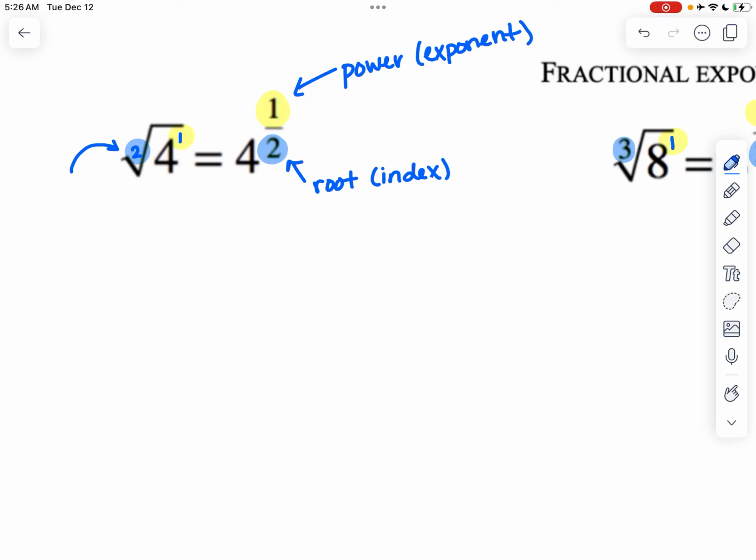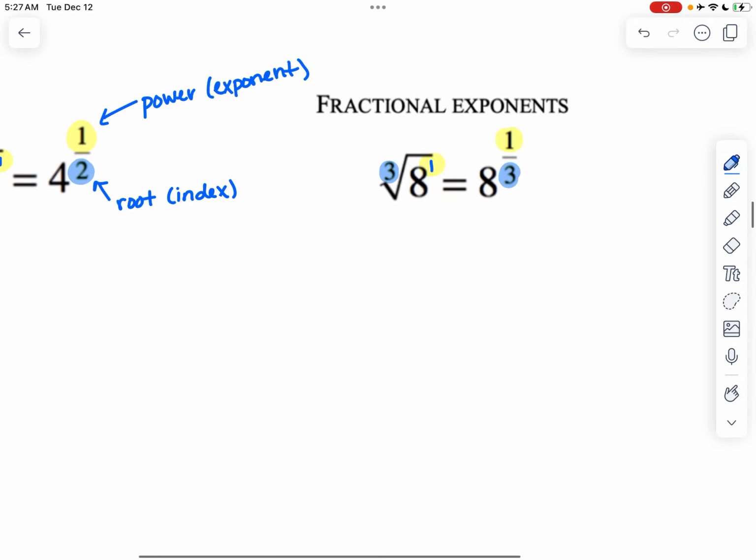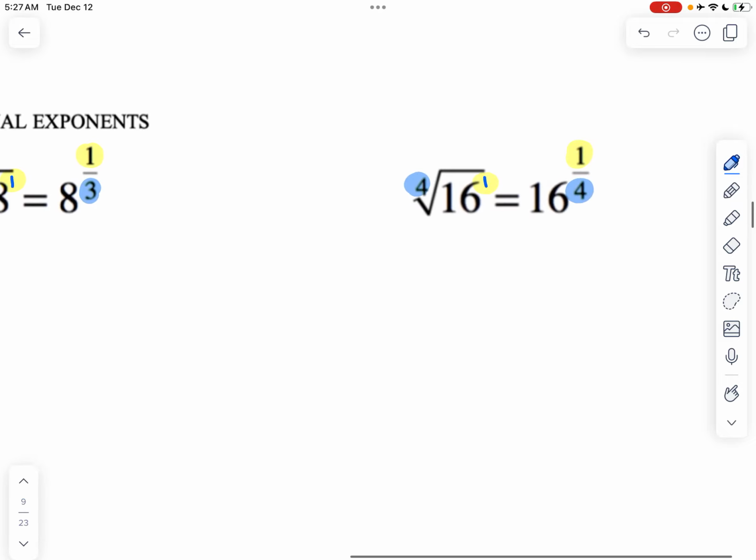So a fractional exponent is another way of expressing a radical. It's just a different form. Or you could say a radical is another way of expressing a fractional exponent. So if you typed into your calculator right now 4 raised to the power of 1/2 or the square root of 4, you're going to get 2. If you type in the cubed root of 8, you're going to get 2. If you type in 8 to the 1/3, you're also going to get 2. Same thing with 16. The 4th root of 16 is 2, just like 16 to the 1/4 is 2.